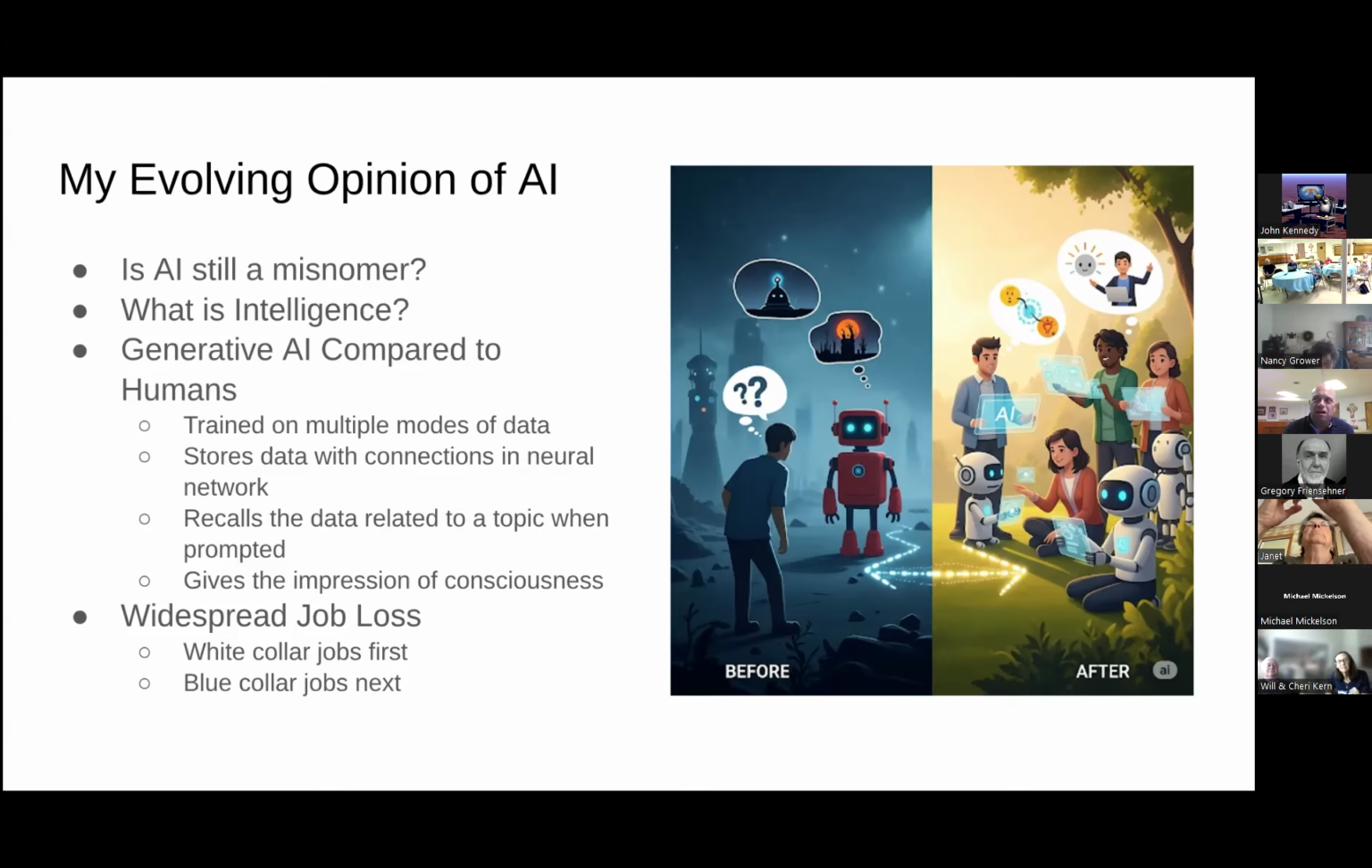If you compare generative AI to humans, we're both trained on multiple modes of data, right? From infants, we are. We both store data with connections and neural networks. That's how we make connections between our memories. We both recall the data related to a topic when prompted, right? If you ask a generative AI a question, it goes into its neural network and says, this relates to this, I'm gonna spit this out. Our brains work very similarly. And then we both give the impression of consciousness, right? Humans do, and generative AI does too, at least it tries, right?